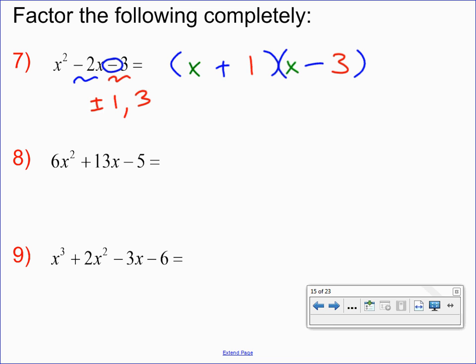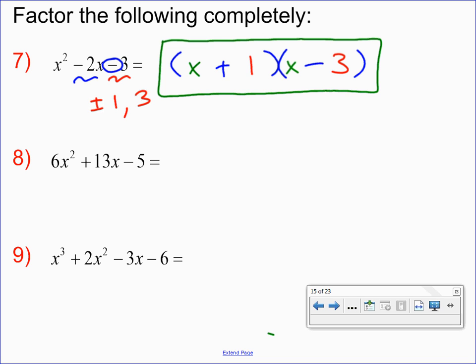Notice the placement of the negative with the 3 creates an outer product of negative 3x when combined with my inside product, plus 1x, gives me the overall negative 2x in the original. So it matters where the signs go. Good job, you guys. And we can always check that. In fact, on your quiz, you can check this by multiplying it out.